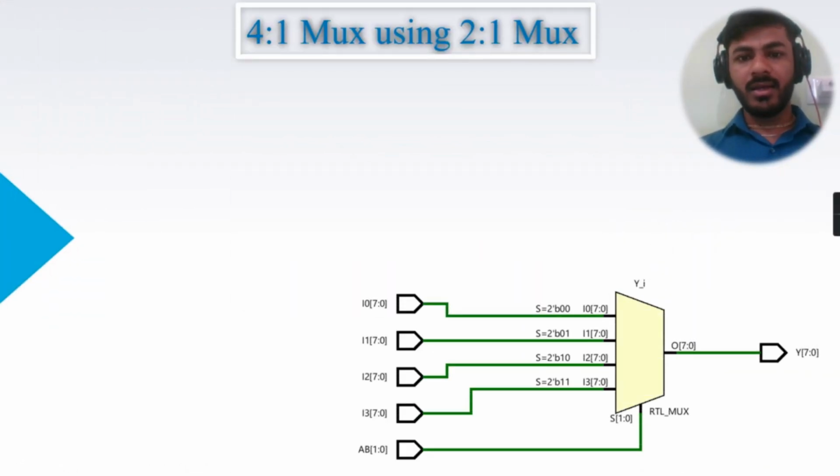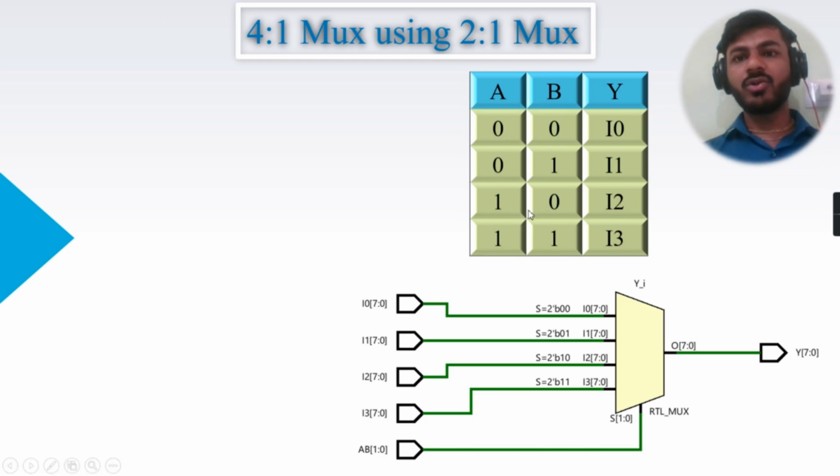Okay. So let's get started with the implementation of 4 is to 1 mux by using 2 is to 1 mux. Here on my screen you can see this is the gate level schematic of 4 is to 1 mux. It has 4 inputs I0, I1, I2, I3, two select lines A and B, and one output that is Y. So output Y is determined based on the select lines. If select line AB is equal to 0, 0, input I0 will be routed to the output. Similarly for all the inputs.